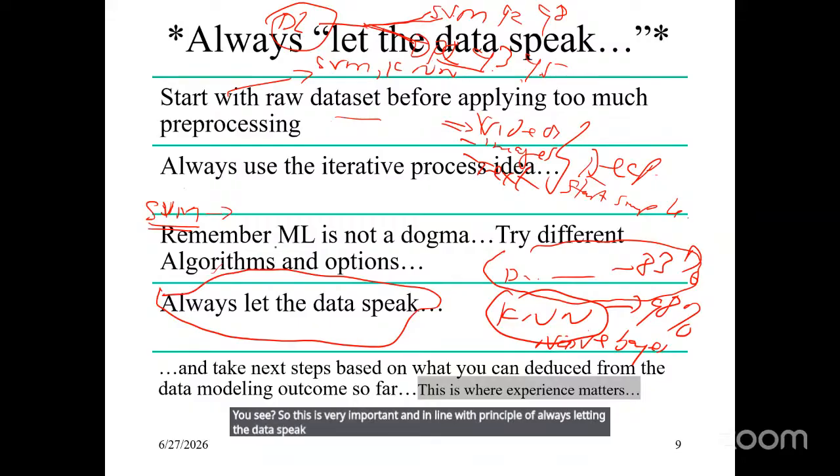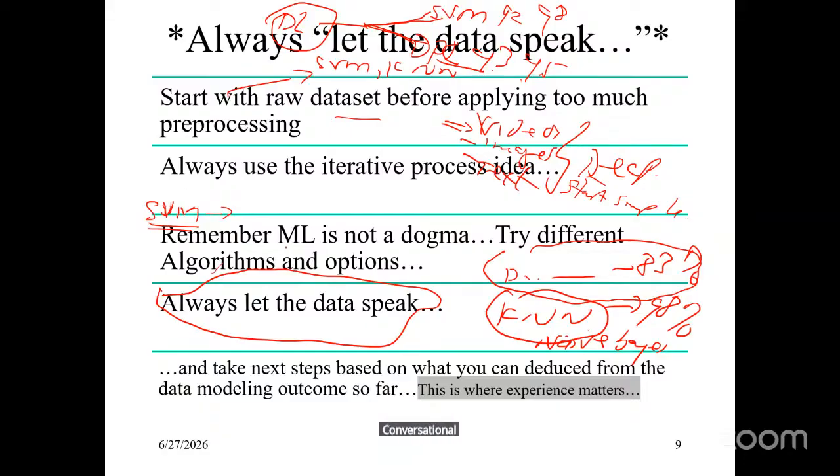If you just jump at the very top, oh, there's an algorithm that is ready now, it's called CNN, Convolutional Neural Network, oh, it's great. You may be wrong, because in your own data that you want to model, that very popular algorithm may not work for you. So I want us to take note of this. You take the next step based on what you can deduce from the data modeling outcome so far.